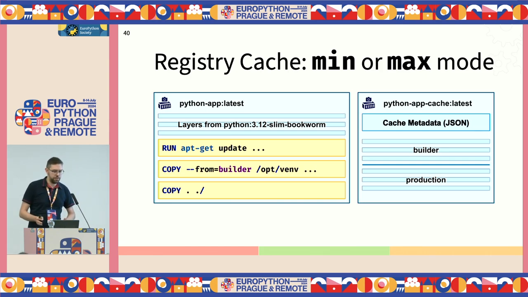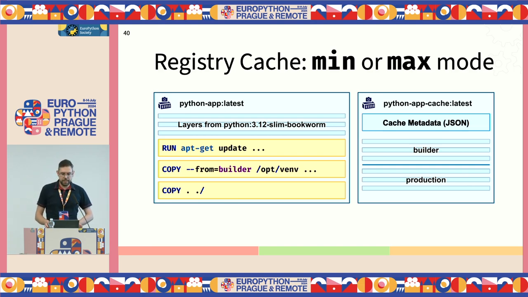Another option is a registry cache. It allows you to push the cache as another image and use the max cache mode. In max mode, all layers from all the stages will be included in the cache. If you change your requirements, the builder can reuse previous layers, not install the build dependencies, and only install new Python packages. Max cache is always larger, and downloading and uploading the cache during the build will take more time. You should try which mode works best for your app.